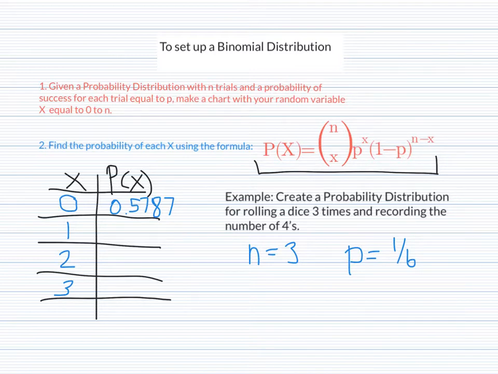Alright, if I do the same thing for one 4 on the 3 rolls, it will be 0.3472. If I find it for 2 successes, then the probability really drops. We get 0.0694. And for 3 successes here, we've got 0.0046. Now, if we add all of those together, they should round very close to 1. This is all you need to do to set up your probability distribution.